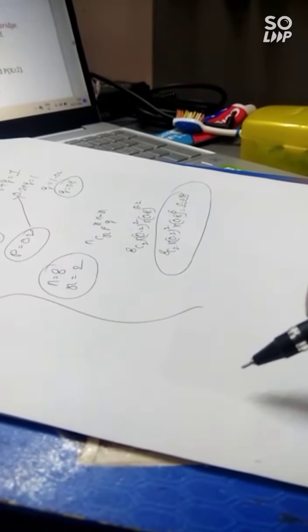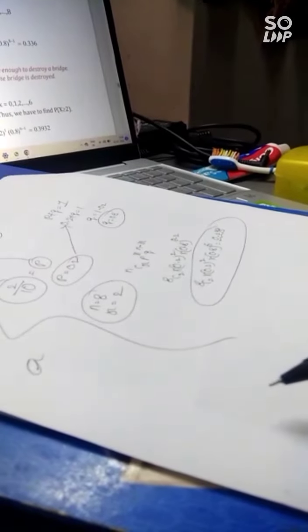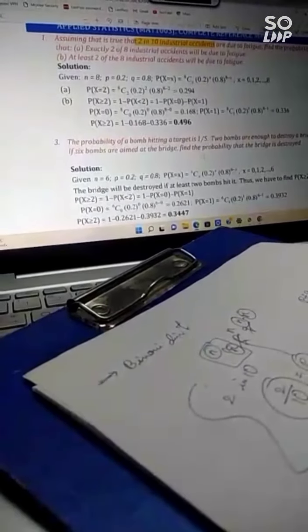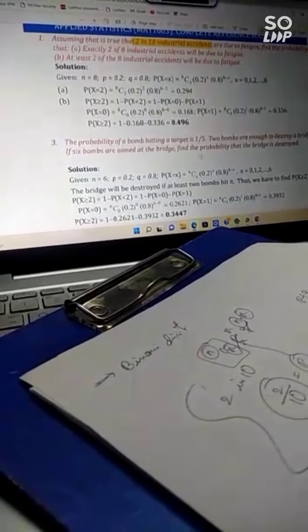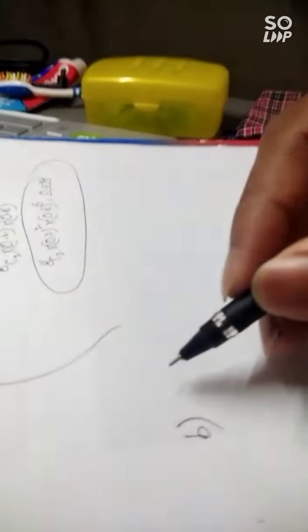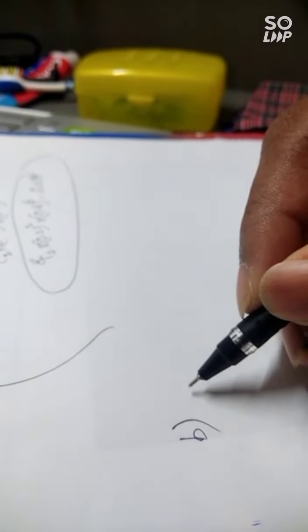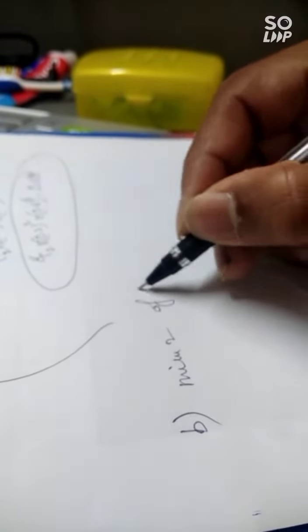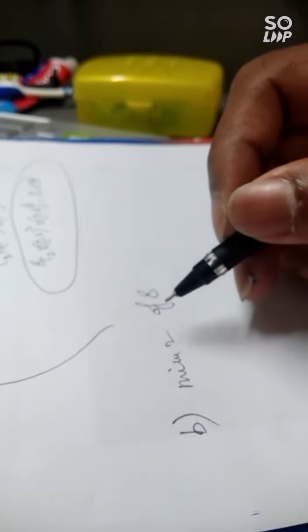And now, till here we are done with half of the problem, that is the A part. Now we shall go and see the B part, where they have given: at least 2 of 8 industrial accidents will be due to fatigue. At least 2. We need to know this. At least means minimum. Minimum of 2 of 8 accidents. So minimum of 2.